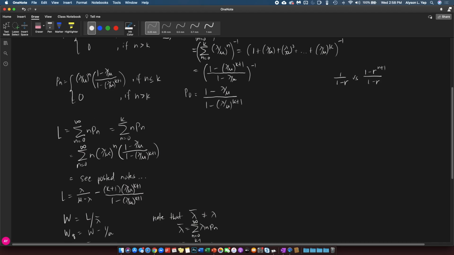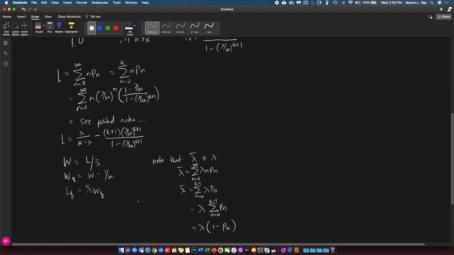Substituting p sub n, we get this. Now, I will just post the derivation of the formula for L. So please see the posted notes. And in this case, we end up with a value for L equal to lambda over mu minus lambda, minus quantity k plus 1, the system limit, plus 1 times lambda over mu raised to k plus 1, all over 1 minus lambda over mu raised to k plus 1.